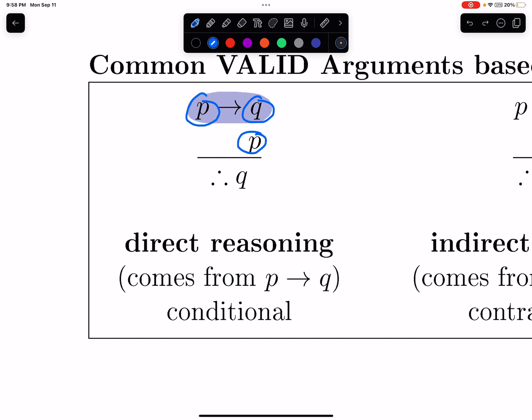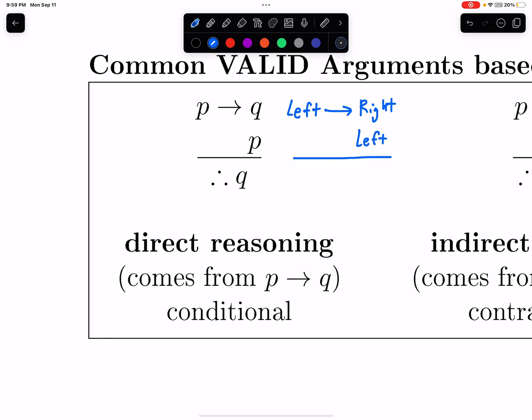So what is the pattern? We're following the direct reasoning pattern. We've got something on the left, arrow to something on the right. The next premise is the thing on the left, and the conclusion is the thing on the right. So we went from left to right. Basic direct reasoning, same pattern. Remember, the P's and Q's are not so important. We have something on the left, something on the right, and then the second premise is the thing that was on the left, and your conclusion, therefore, is whatever is on the right.